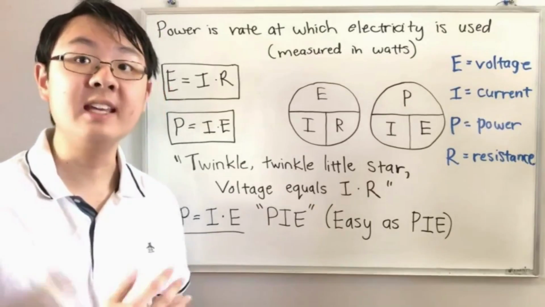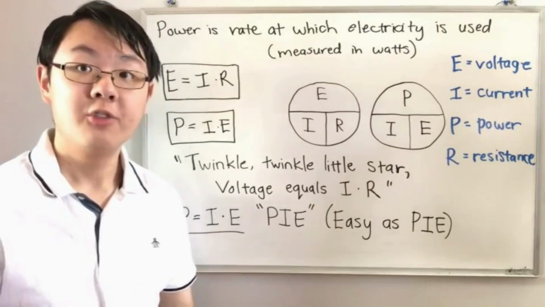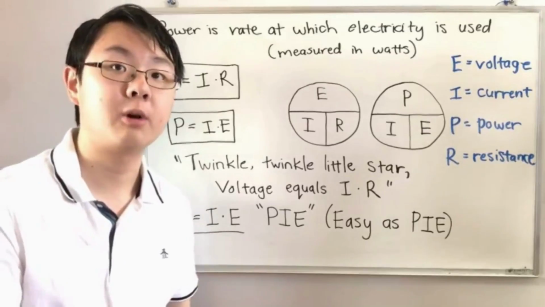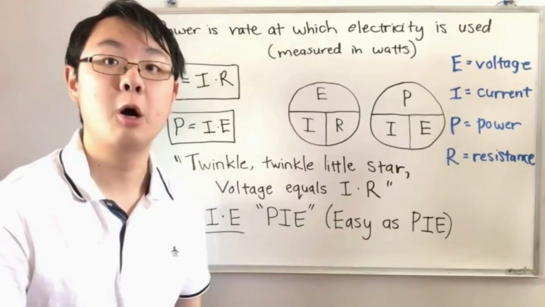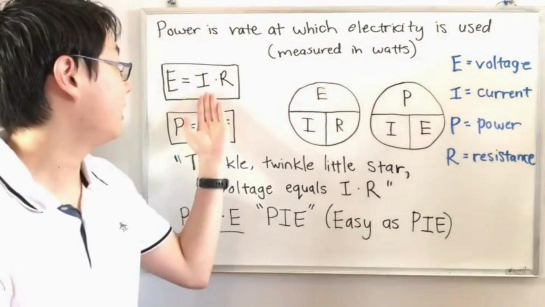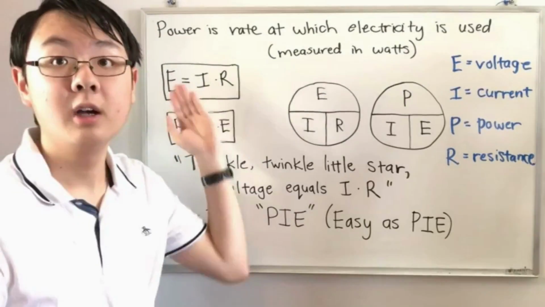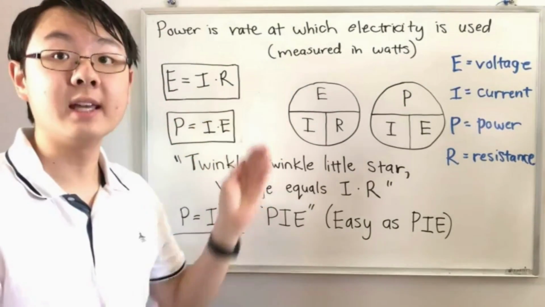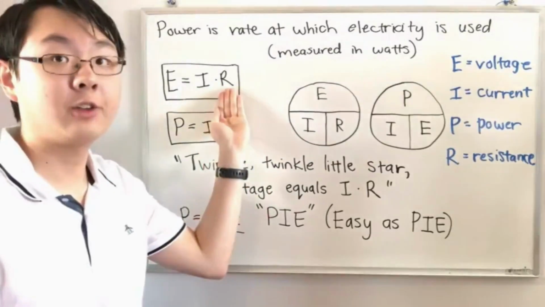For example, the E equals I times R equation. Sometimes the test will ask you for the value of E, voltage, and then you can simply plug in the numbers for I and R, which they will give you. They'll always give you two of the numbers and ask you to solve for the third one. So that's pretty simple, just plug it into the equation, I times R, then you get E out. But sometimes the test will ask you for R, and it will give you E and I, but it won't give you R.